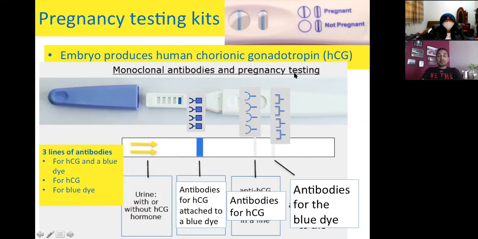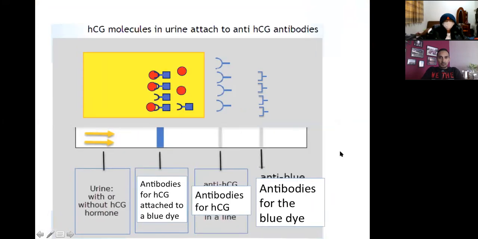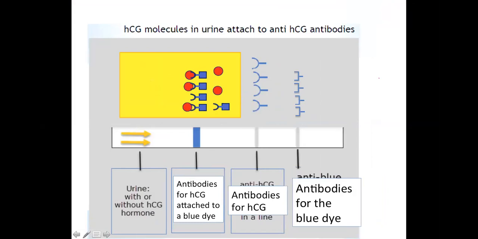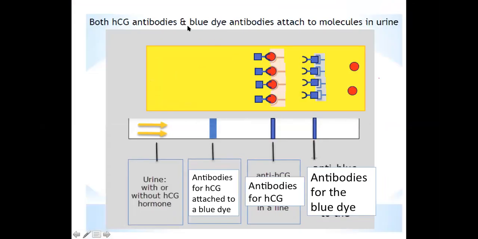Yes, so that was the example if she is pregnant, right? So let's look. Pregnant. Urine sample with HCG hormone. Okay, step by step. 1. HCG molecules in the urine attached to the anti-HCG antibodies. And as you can see, some stuff leaks through, right? Some of it will attach to the first strip here, whereas some will continue on and attach to the second line, giving you the two lines here and here.